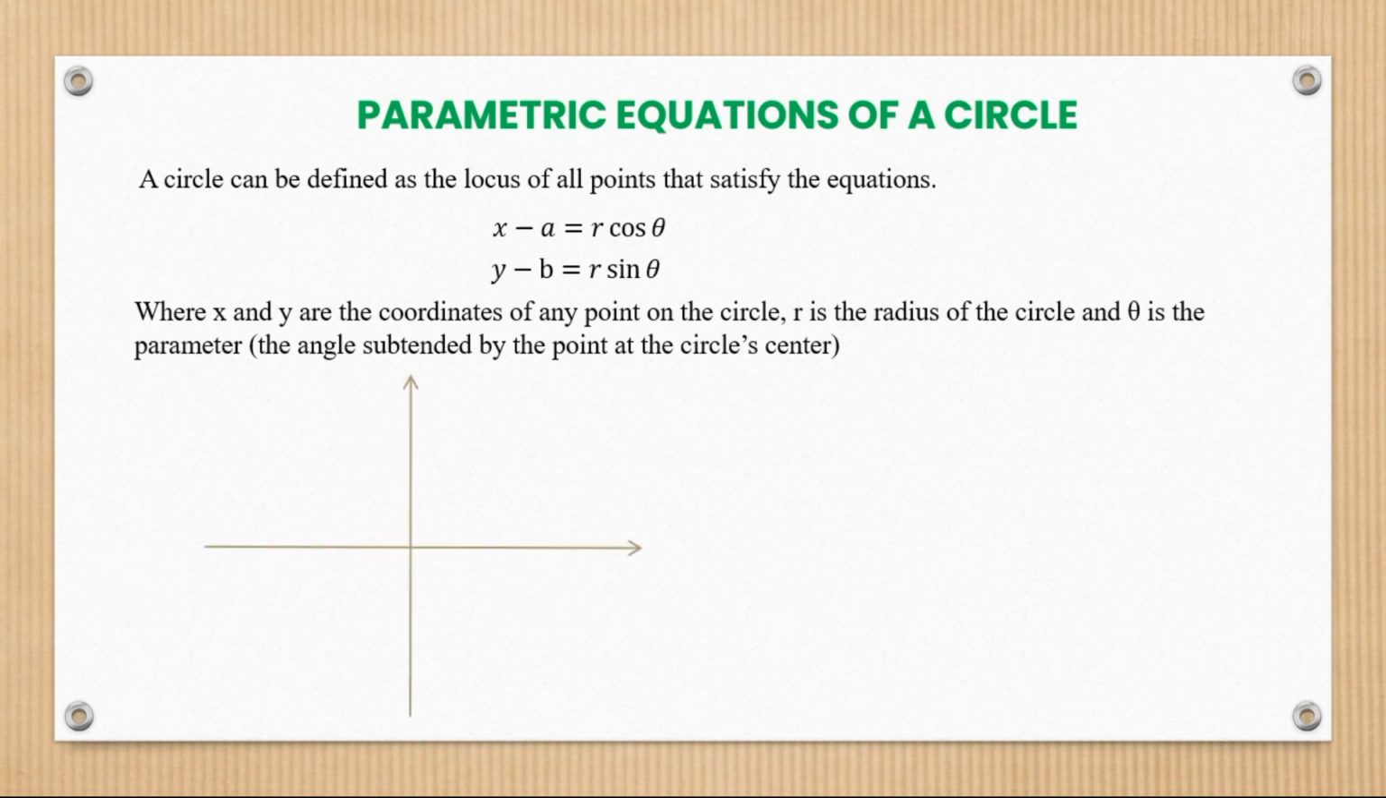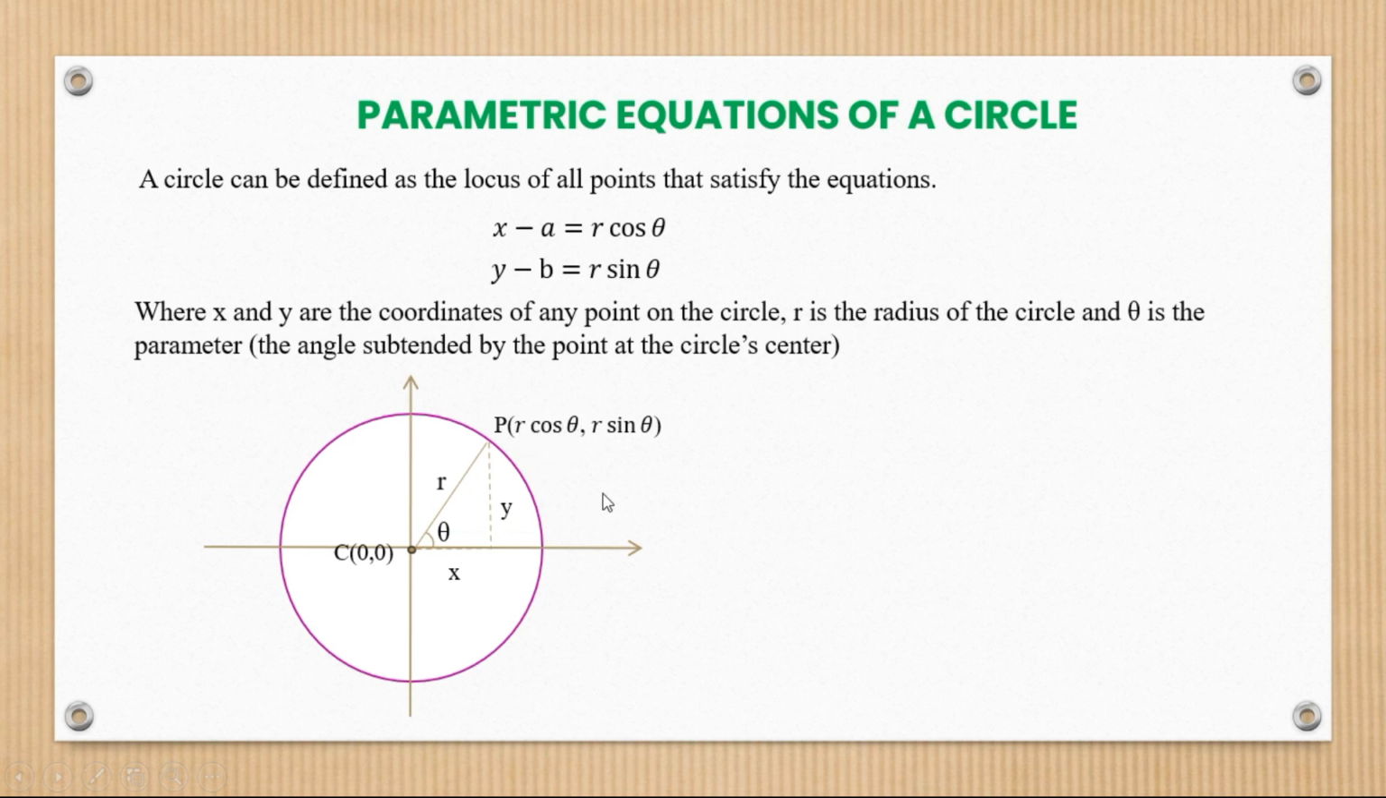R is the radius of the circle and theta is the parameter, the angle subtended by the point at the circle's center. So in case this is the circle that we actually had, this is an example of a circle that is drawn with the center being at the origin. You can see that the angle subtended at the center is the theta value right there. Here we are assuming that the center is at the origin (0, 0). Therefore this point here shall be equal to r cos theta, and this point here shall be equal to r sin theta. So this is what we have in this example.